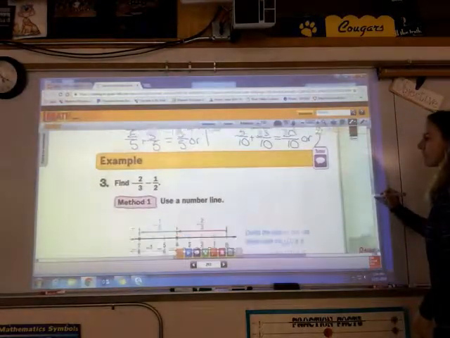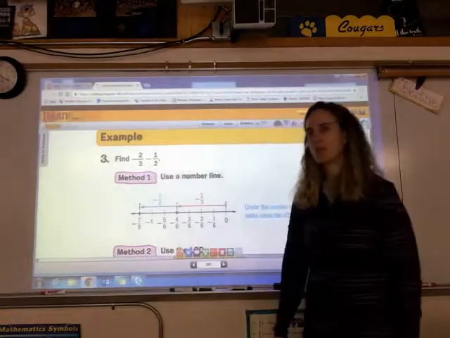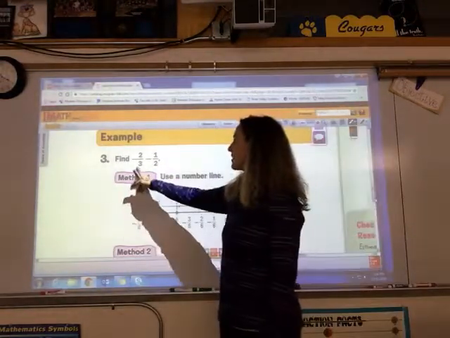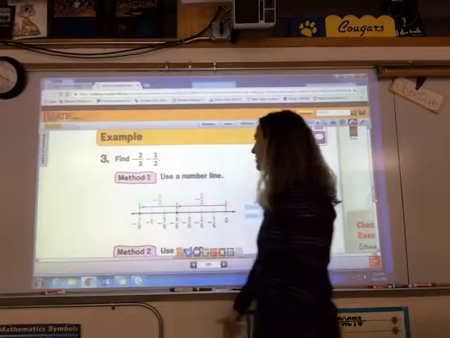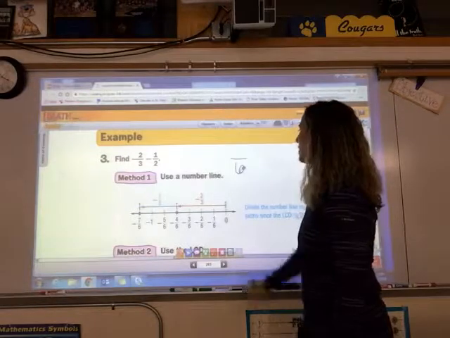Example 3, you've got negative 2/3 minus 1/2, so we're focusing on the subtraction aspect of it. Same thing like addition, we have to make sure that we have common denominators. So I can rewrite negative 2/3 with a common denominator of 6.